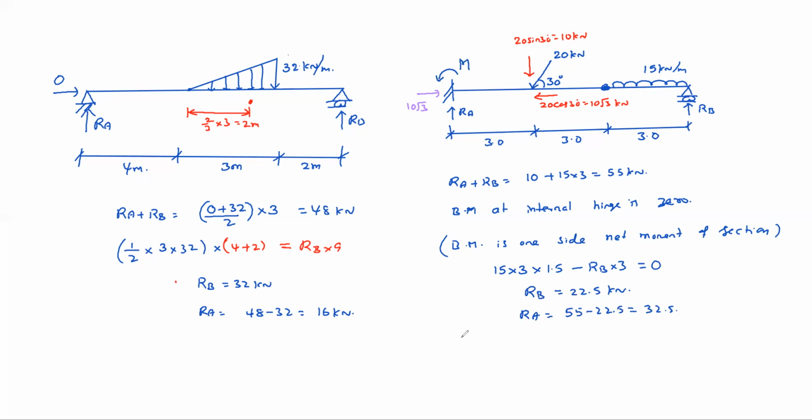So let us take moments about A. Then it is minus M plus 10 into 3 plus 15 into 3 into 6 plus 1.5, that is 7.5, the centroidal distance, minus RB into 9 equals 0. RB we know actually, that is 32.5, into 9 equals 0. With this you can find out M. What is the M?